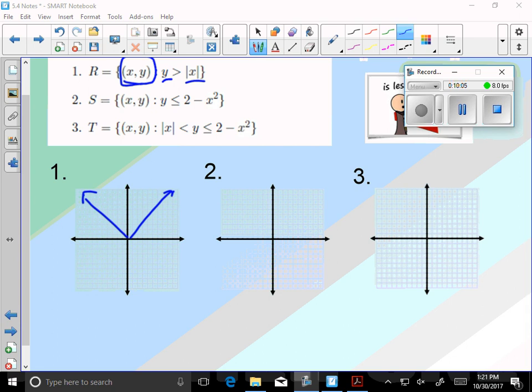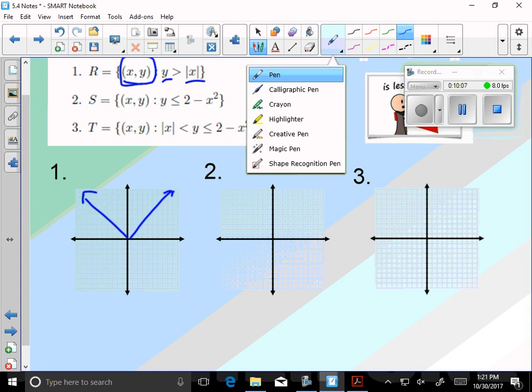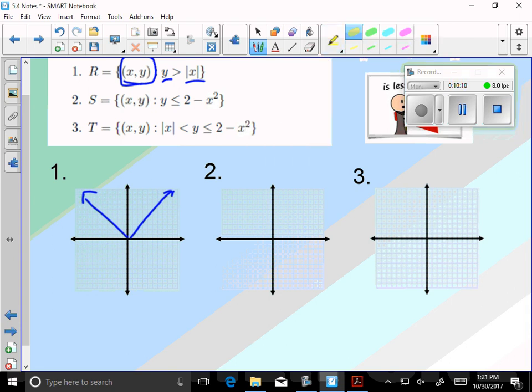Okay. What coordinates would satisfy greater than the absolute value of x? Well, everything that's above it, right? This shading space would go on forever to the north.